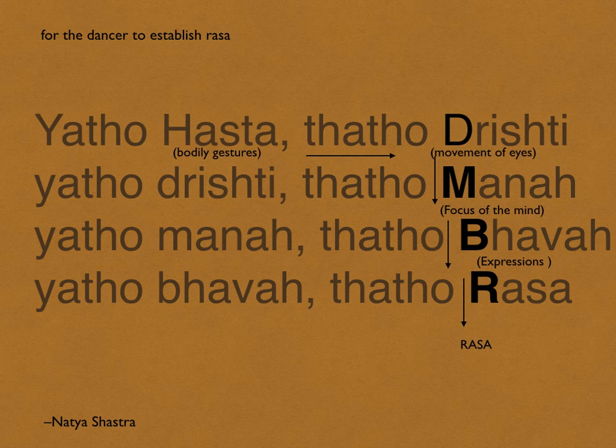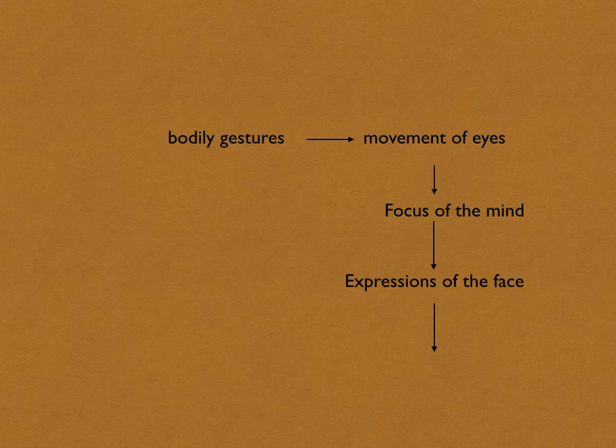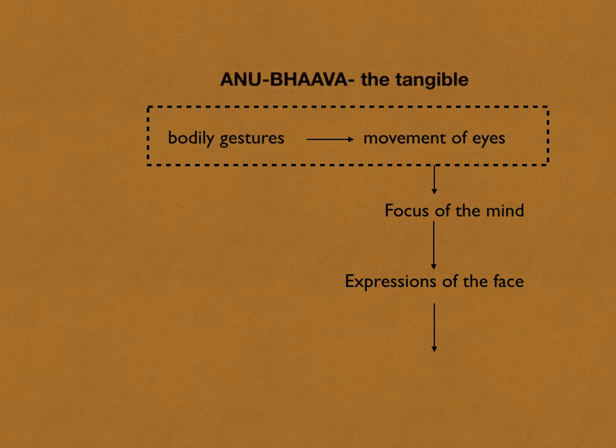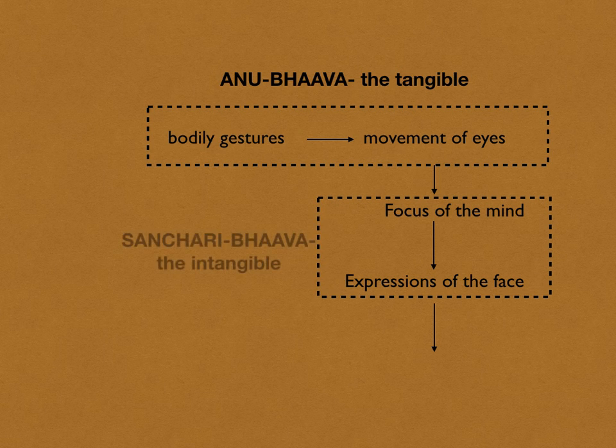The meaning. It essentially asks to master bodily movement and facial movement, anubhava or the tangible. Control the mind and then the expressions on the face, sanchari bhava or the intangible. The dancer can then and only then attempt to evoke rasa during a performance.